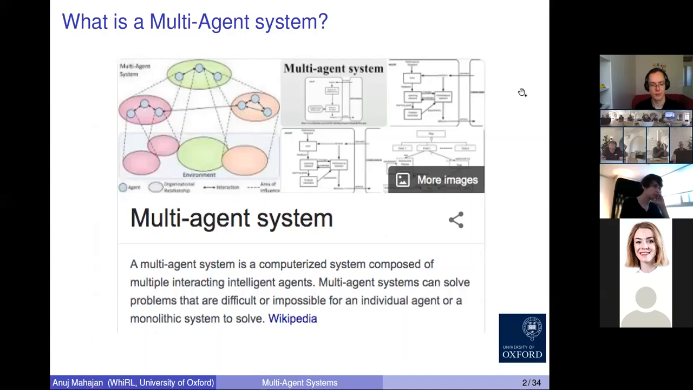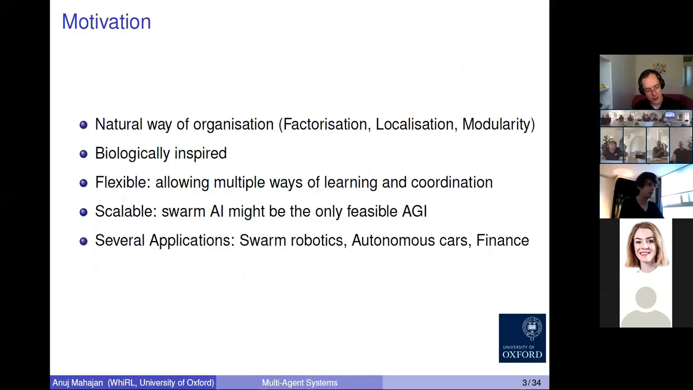So hopefully you still follow the discussion about the multi-agent system definition. As I was talking about the motivation, multi-agent systems are a natural way of organization. They provide us with factorization of the problem, means to approximate the problem locally, and they are definitely very modular, because you can add a lot of agents together into a system, and they can increase the capacity of your team to solve a particular problem.